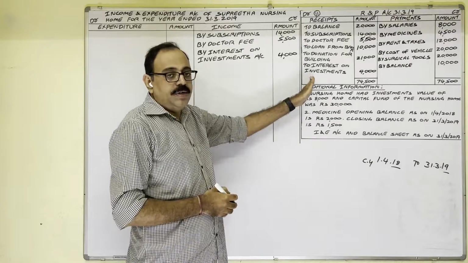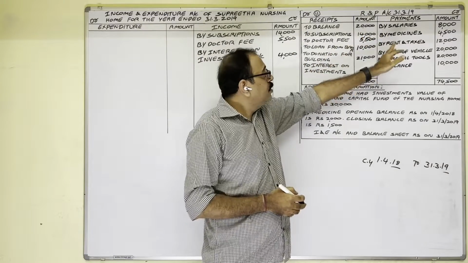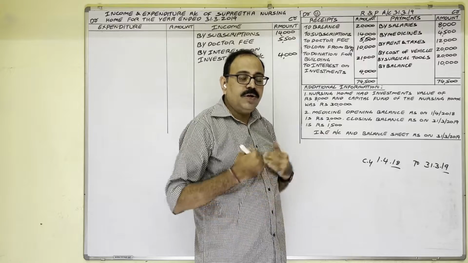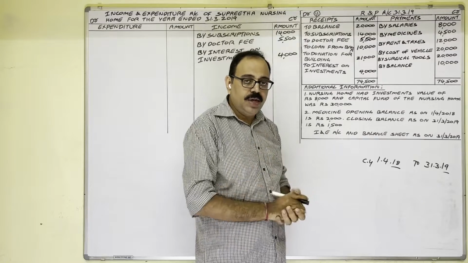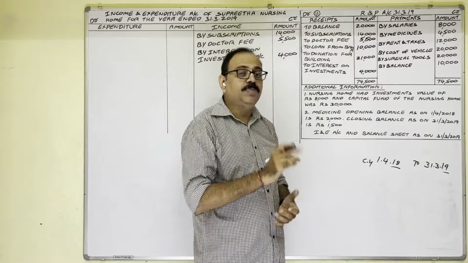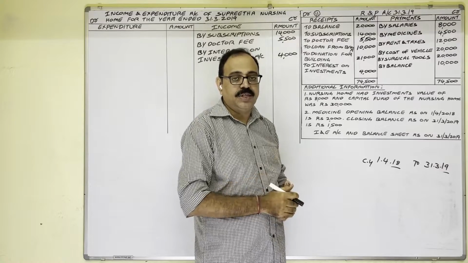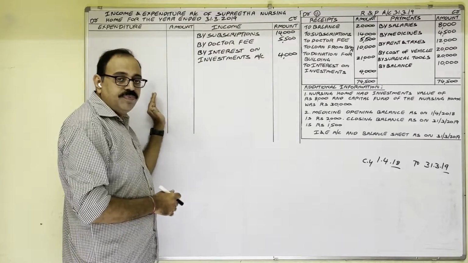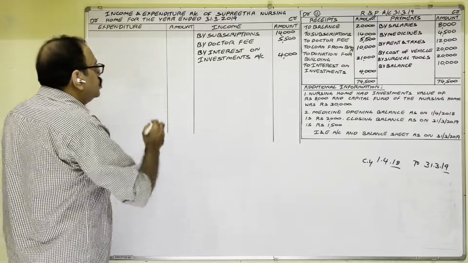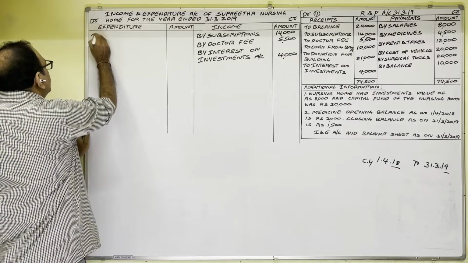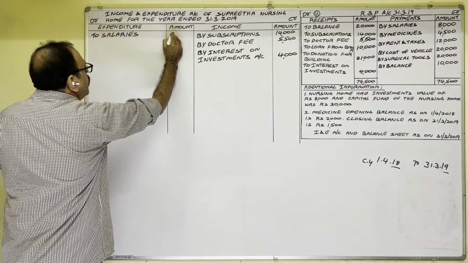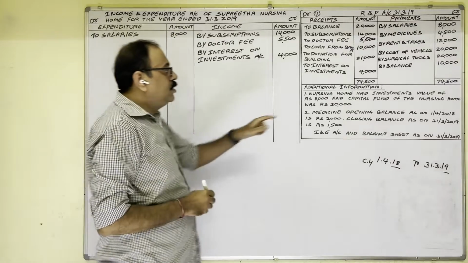Receipt side completed. Come to payment side. Salaries. So the firm pays salaries to employees regularly, meaning this is repeated expenditure, revenue expenditure. So debit side we have to show. There is no adjustment now. So amount in outer column, to salaries, 8,000 rupees. Next.